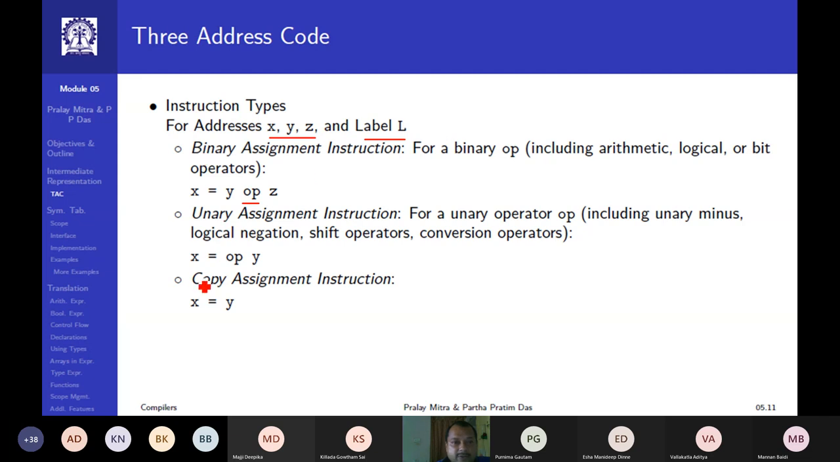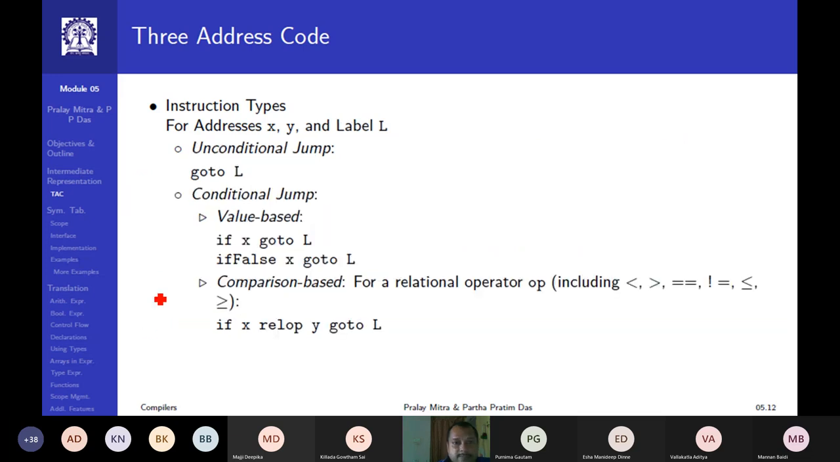When it is binary, what about the unary? Simple, X equals op Y, that is my unary operation, and X equals Y, a simple copy statement. Okay, so these 3, you can mark them 1, 2, 3. What else? Unconditional jump. Sometimes it is required. So go to L, because I assumed L. So it is my 4th.